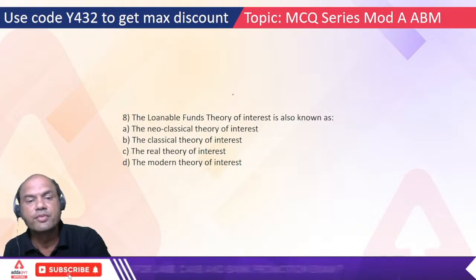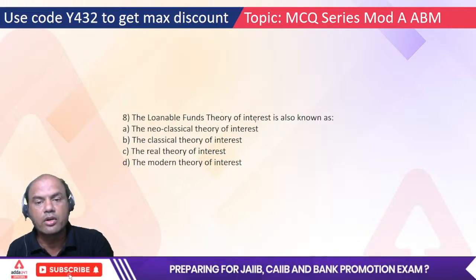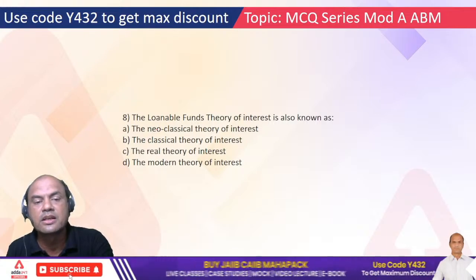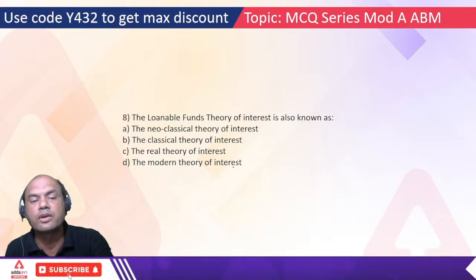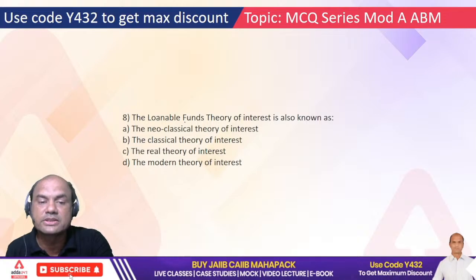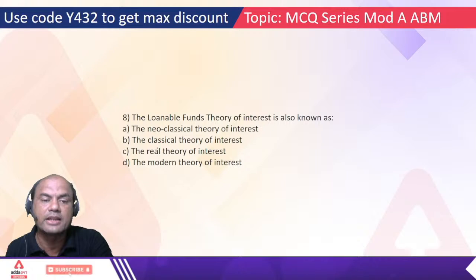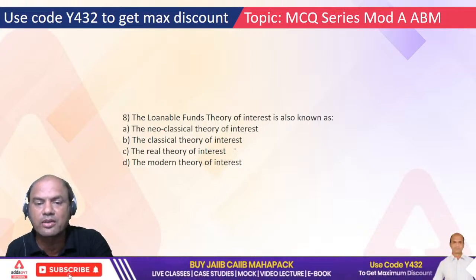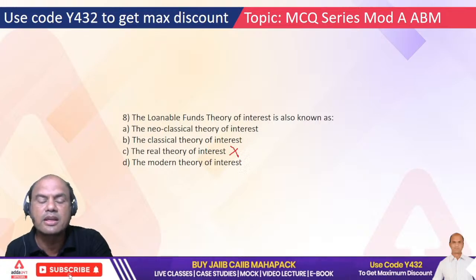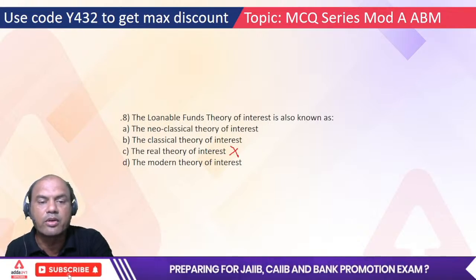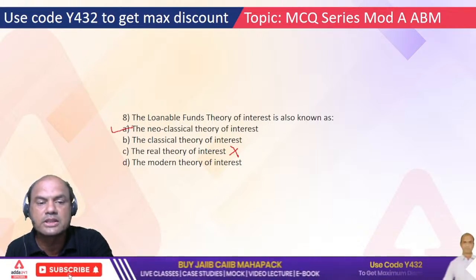The loanable funds theory of interest is also known as neoclassical theory of interest, classical theory of interest, real theory of interest, or modern theory of interest. It was a part of classical, meaning it came after classical, so it is called neoclassical loanable funds theory. There is nothing called real theory. Modern theory is there, but it is not related to loanable funds.